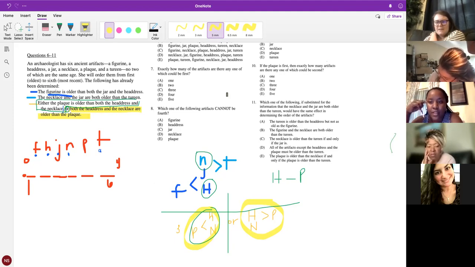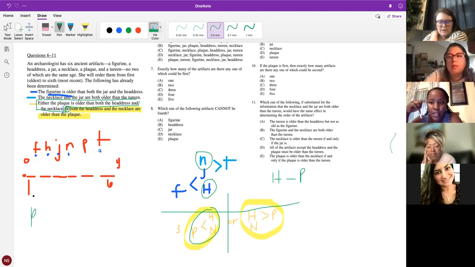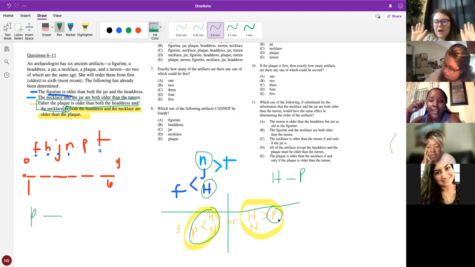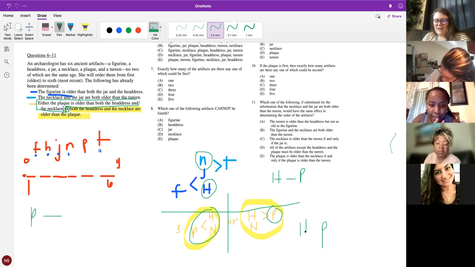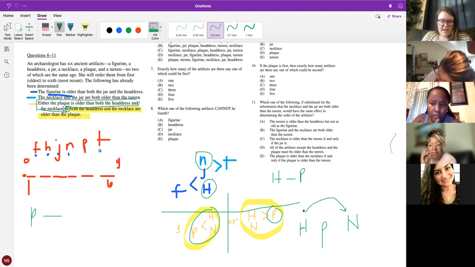What this means to me is that either P is going to be over here, like one, and then H and N are both going to be below it, or P has to come after H and N. Okay. So now I see essentially what this rule is saying, right? Yeah, that P cannot be between H and N. At the end of the day, whether it's HPN or NPH, it's just saying that P cannot go in between them, right? Do we see that?